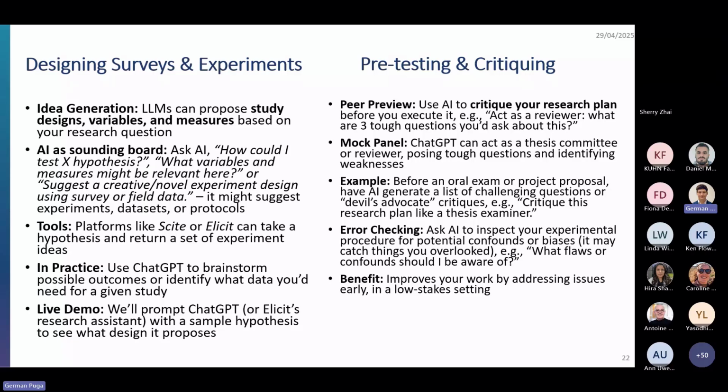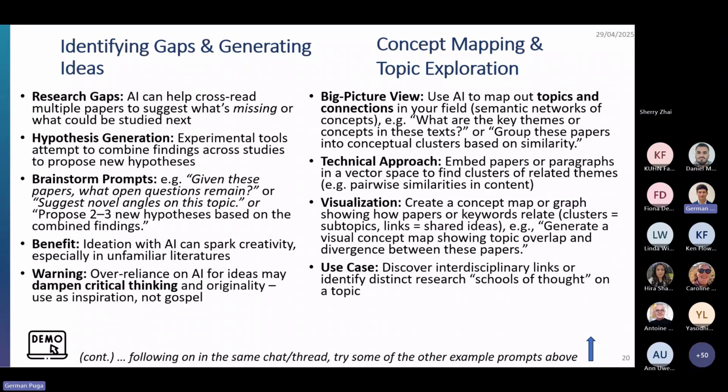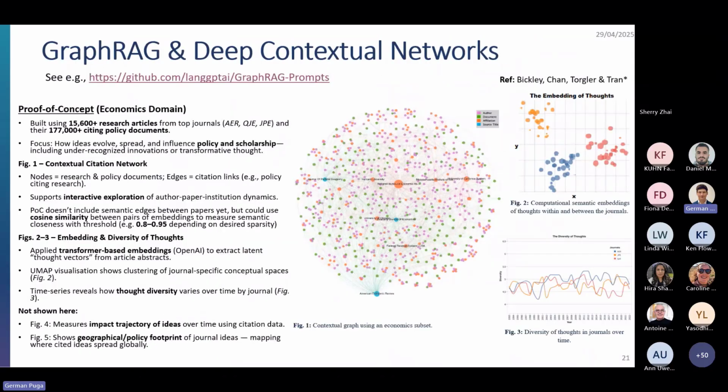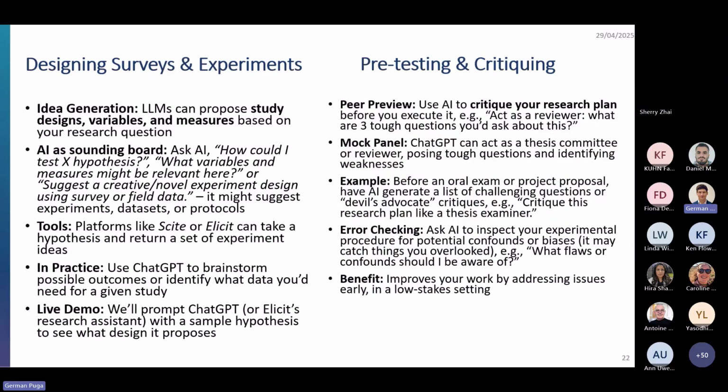Now, again, we've gone through searching literature, summarizing it, identifying gaps, concept mapping, topic exploration. We've done some, maybe we want to go technical, with the topic mapping or graph representations here. Yeah, that's cool. But now we want to actually start designing surveys and experiments. And I hinted at that a little bit earlier.